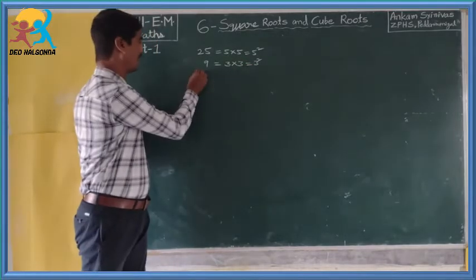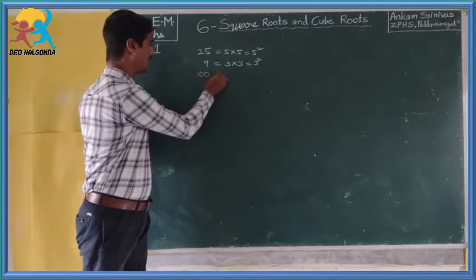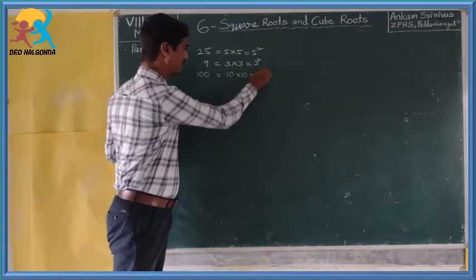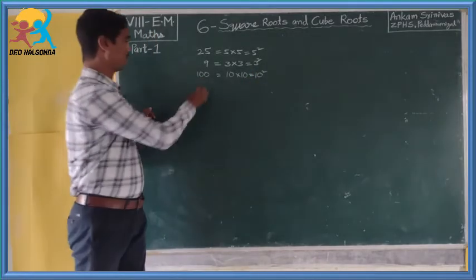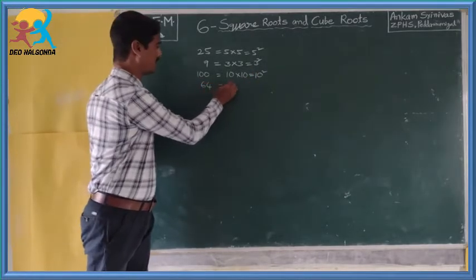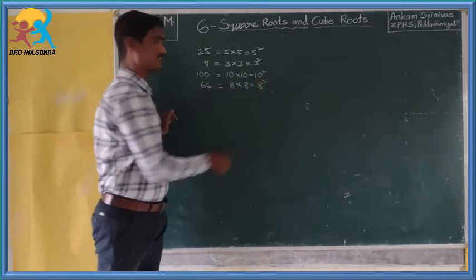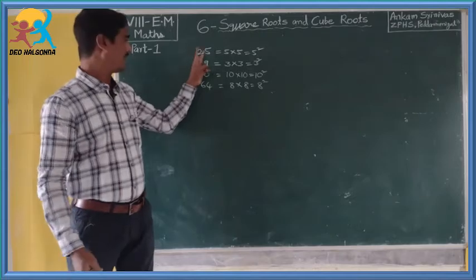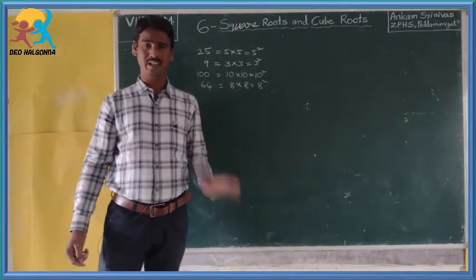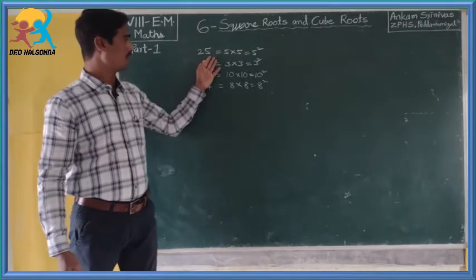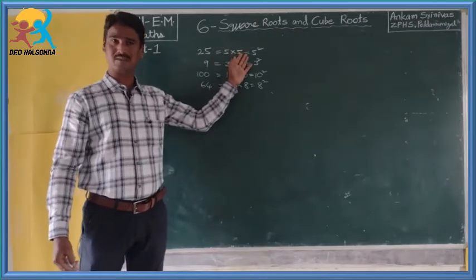If I take here 100, it can be written as 10 into 10 equal to 10 square. Now 64 equal to 8 into 8 equal to 8 square. Here I have taken 4 integers, written as the product of the same numbers.